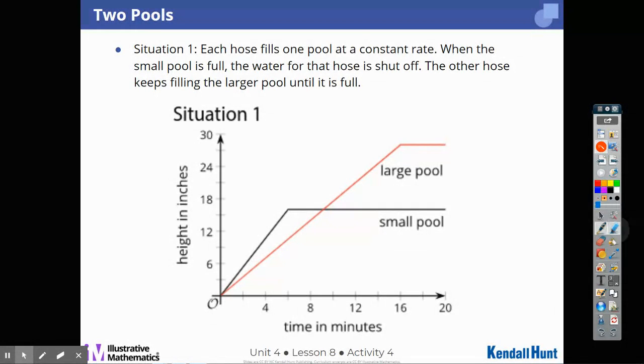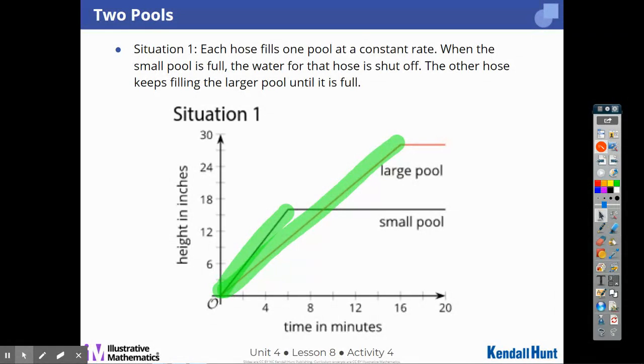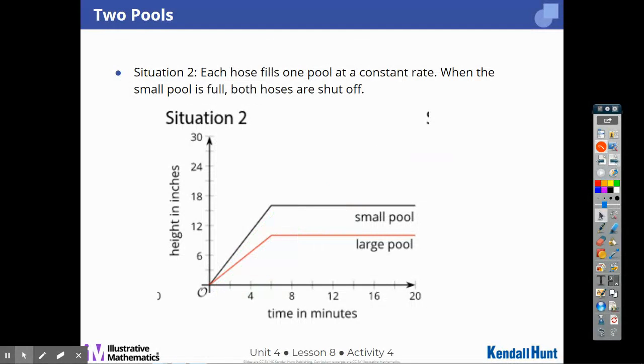So you can see that it's filling up the smaller pool more quickly than the larger pool. Looking at the slope of these lines, you can tell that the slope of the small pool is steeper, so it's going to have a greater average rate of change than the large pool. Okay. The second situation, the hose fills up one pool at a constant rate. When the small pool is filled up all the way, both hoses are shut off. So you can see that the large pool isn't close to being filled up at all, but the small pool is still filling up more quickly and has a greater average rate of change.